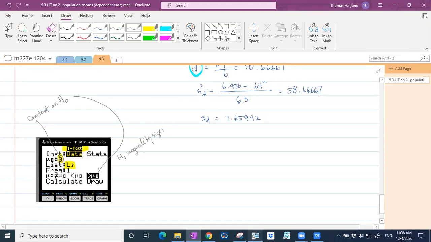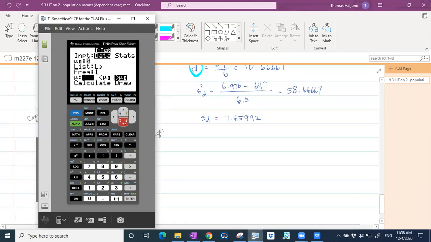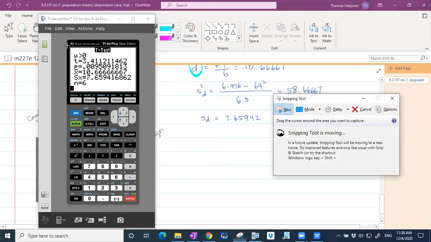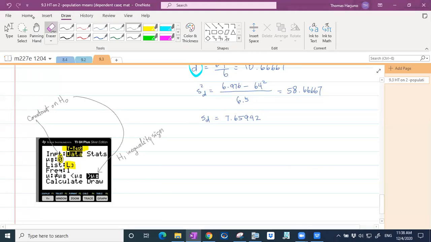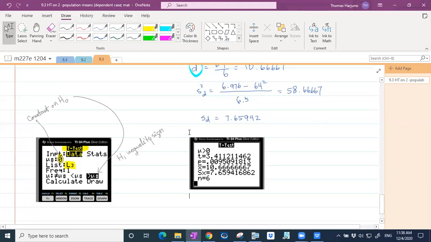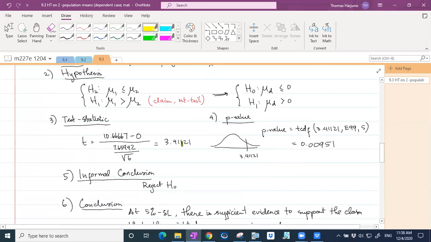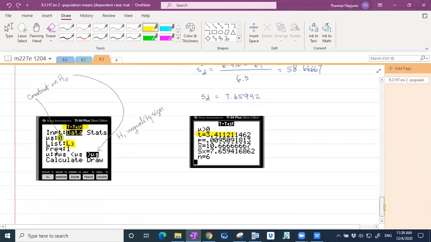Okay, I'll go back to my calculator. I will compute that, and it gives me this result. Now you can confirm my test statistic here, 3.41121. 3.41121, right? Okay, and then my p-value 0.00951. My p-value 0.00951.